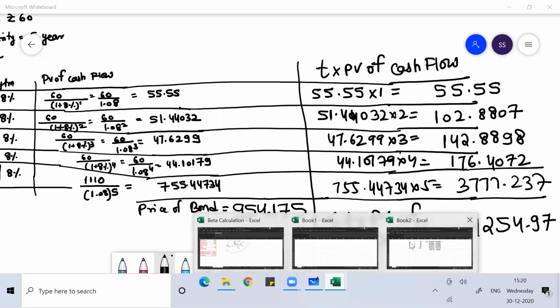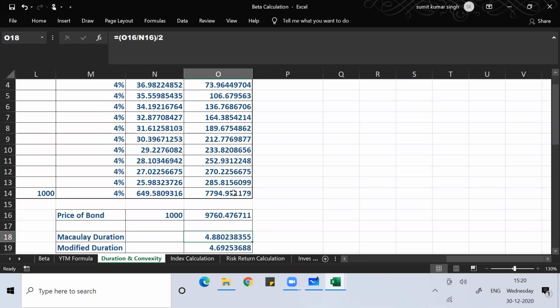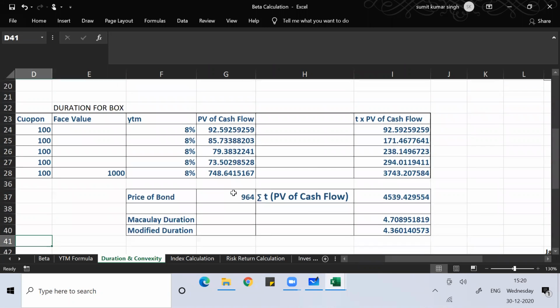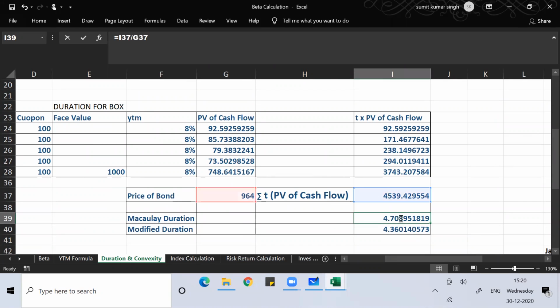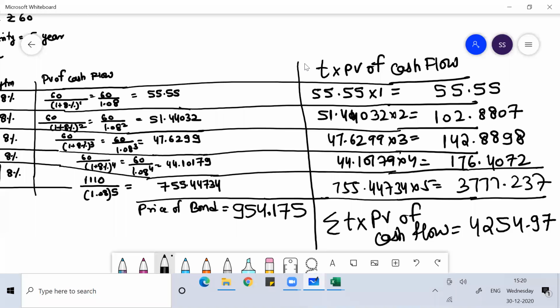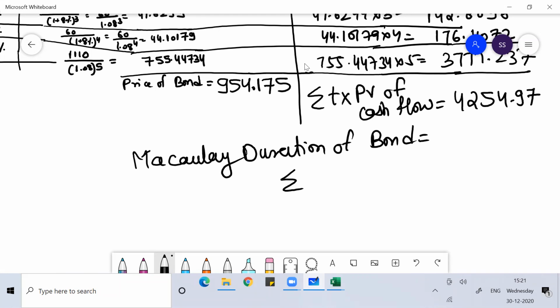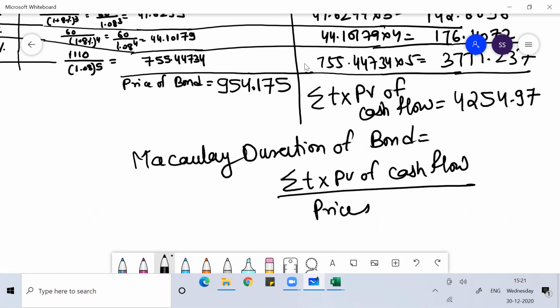So once you get this, then the duration, that is the Macaulay duration. The Macaulay duration of the bond is equal to the sum of t into present value of cash flow divided by the price of the bond.